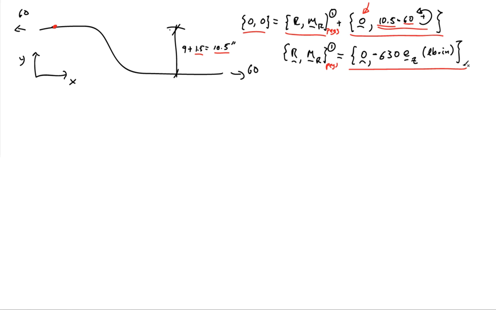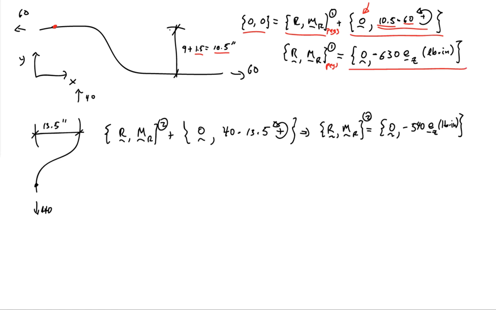And what allows me to add these 2 resultant force and moment combinations is the fact that I'm looking at pure couples. If I wasn't looking at pure couples, I would have to make sure that the moments were represented at the exact same point. But because it's pure couples, it doesn't matter what point I pick. So if I look at the rope with 40-pound forces on it, I have the exact same thing, and I can determine also that there is a pure couple of minus 540 about the z-axis, pound-inches, acting on the rope from the pegs.